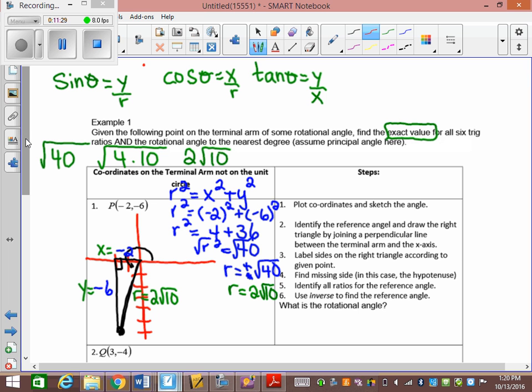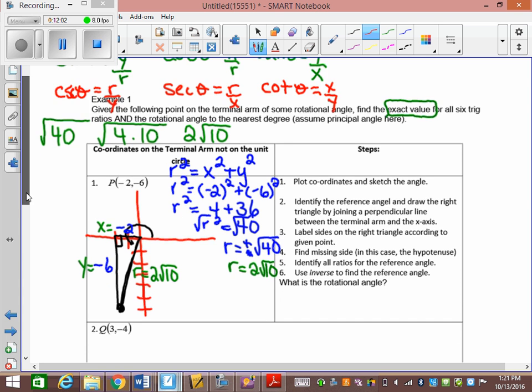Then they're reciprocal trig ratios. So sine goes with cosecant. That's a CSC, and it's r over y. They flip. Cos is secant, r over x. Tan is cotan, x over y. We have x, y, r. It's not hard to find the rest of the 6 trig ratios now because you have them. However, you're going to have to do some reducing.